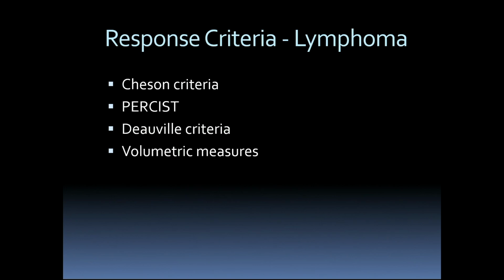I'll talk about the PERSIST criteria, which have evolved over time, become a little bit more simple in their application, but I'll show you some examples of the PERSIST criteria. And then I'll spend most of the time on what I use in clinical practice, the Deauville criteria, which have now led into the Lugano response criteria for lymphoma. And that's something that I think many oncologists are used to applying these days.